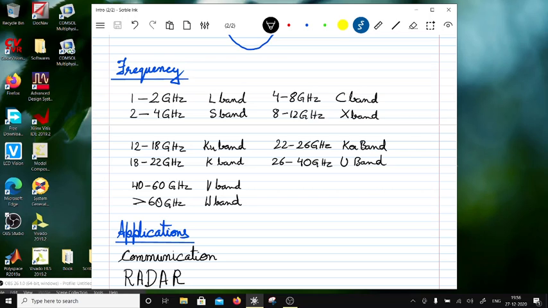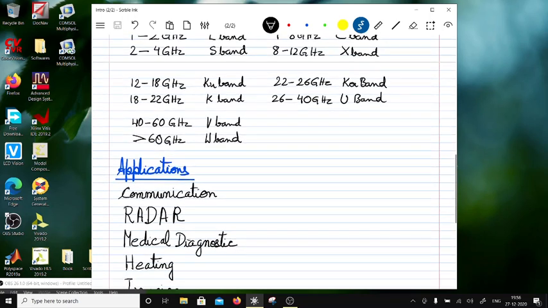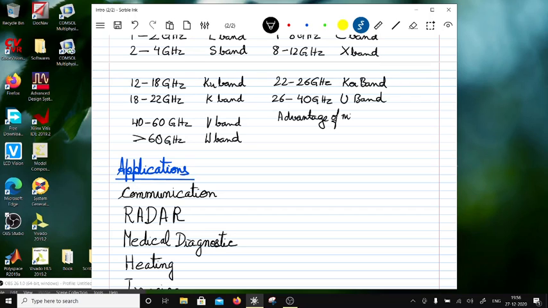First and foremost, the obvious advantage of migrating up in frequency. Okay, so what are the advantages of migrating up in frequency?